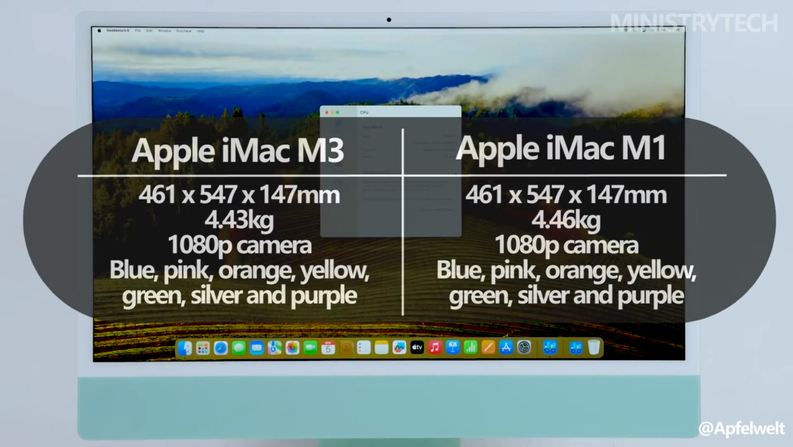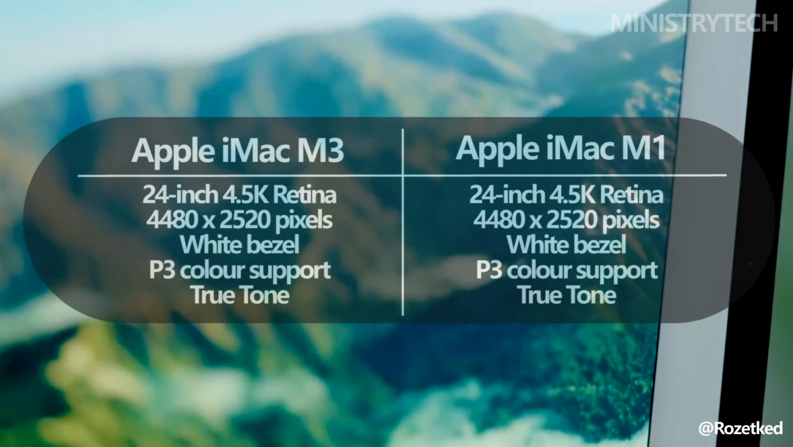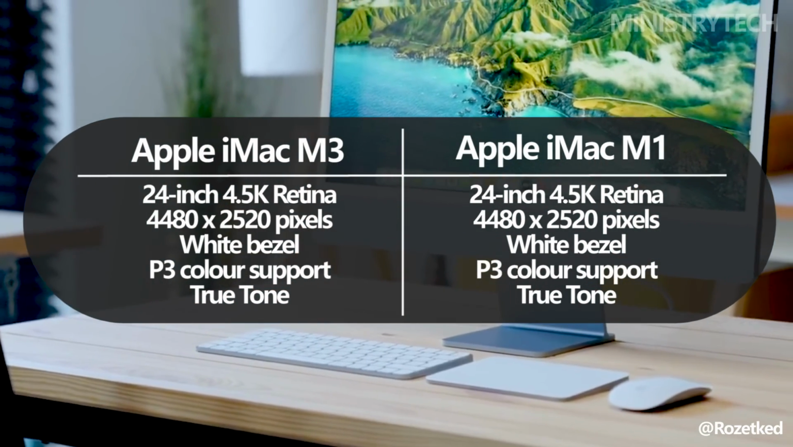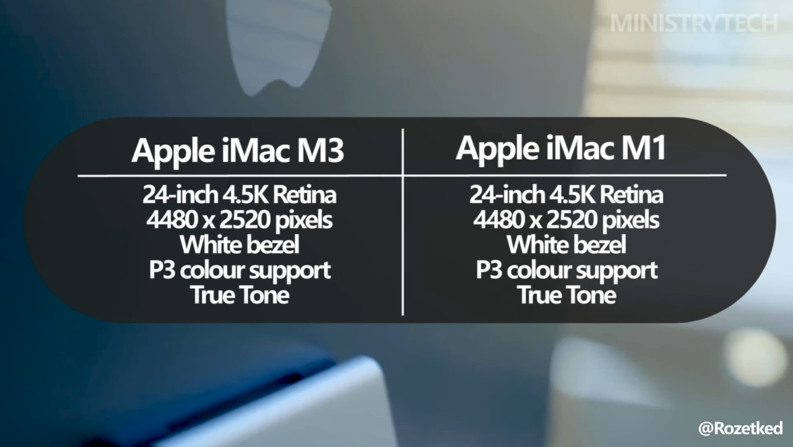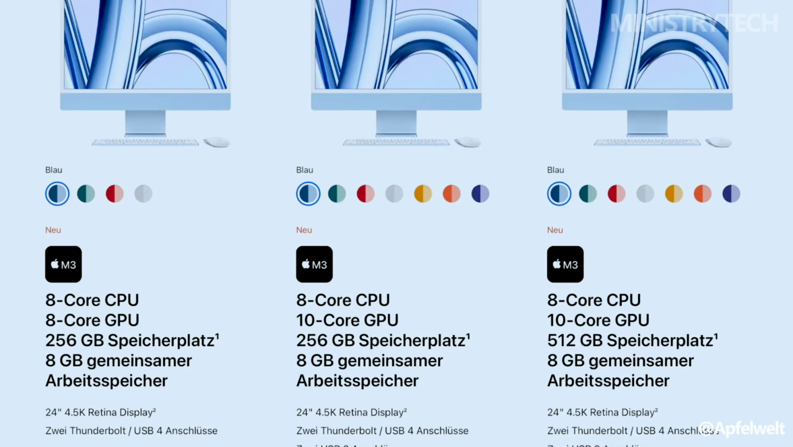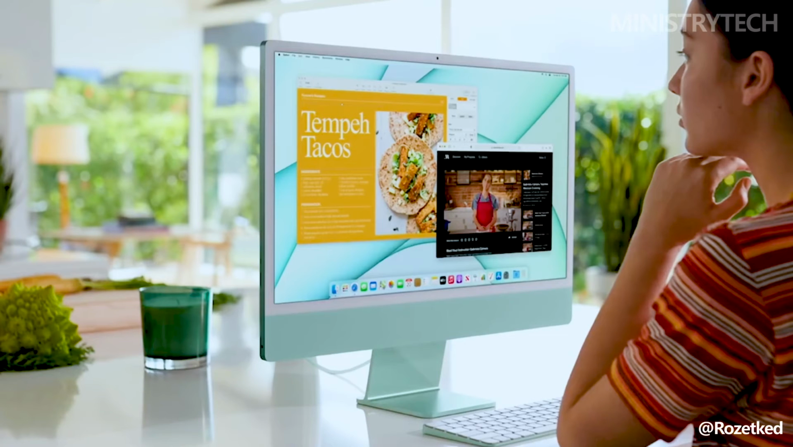The screen still has a 24.5-inch 4.5K IPS panel with True Tone, P3 color support, and a white bezel. Both the 1080p webcam and the port selection are still the same. Except for the chip inside and some of the additional advantages it unlocks, the iMac M3 is essentially the same as the previous M1 model.